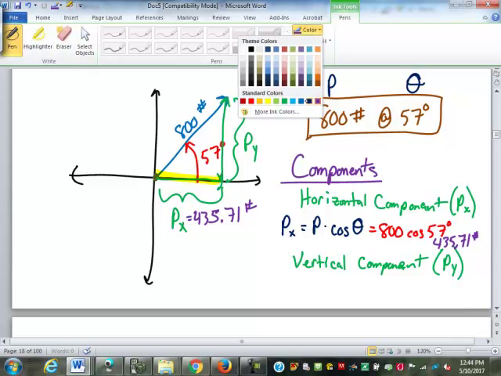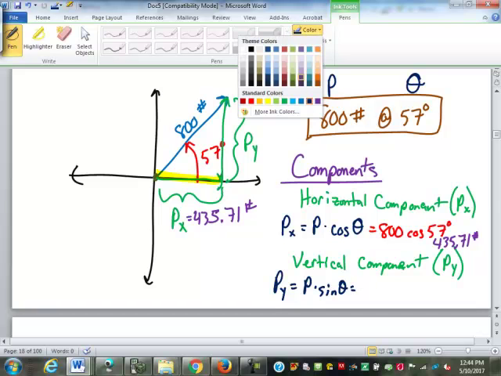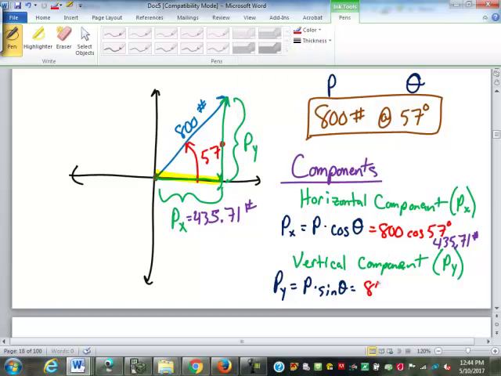To get the vertical component, Py, it's the magnitude of the vector times the sine of theta, times the sine of that angle. So it'll be 800 here times the sine of 57 degrees.